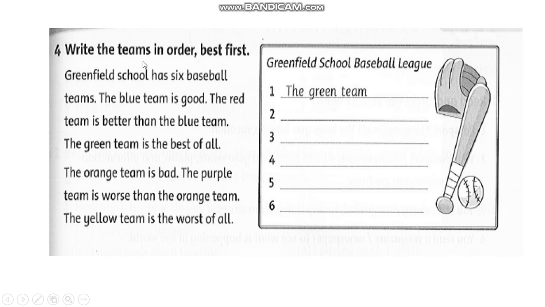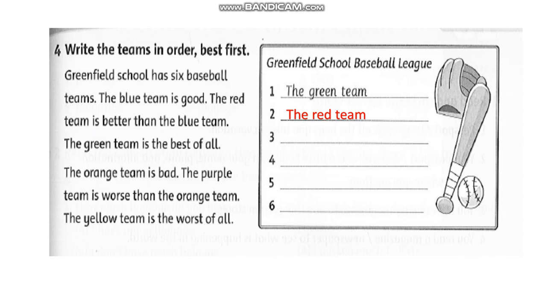Now, you write the teams in order, best first. So look at this. Green School has 6 baseball teams. So we have 6 baseball teams here. And which is the best? You write first. Of course, the green team is the best. You write the green team first. And then, which is the second? Yes. The red team is the second because the red team is better than the blue team.